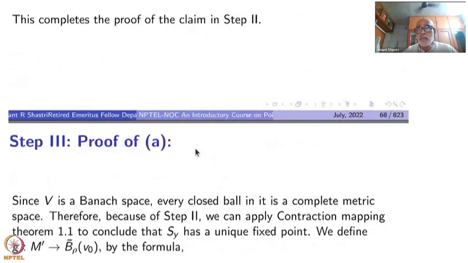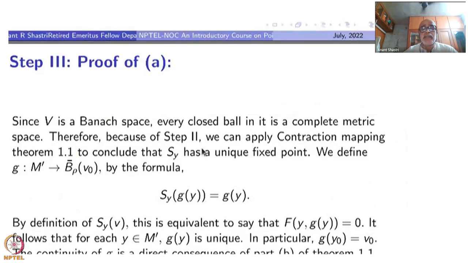So now we can come to the proof of statement A, that is step 3. V is a Banach space. Every closed ball in it is a complete metric space. Therefore, by step 2, we can apply the contraction mapping theorem to conclude that S_y has a unique fixed point. We define G from M prime into B bar rho by the formula S_y of G(y) equals G(y), the fixed point of S_y. For each y, there is only one unique point inside this ball, that is important.